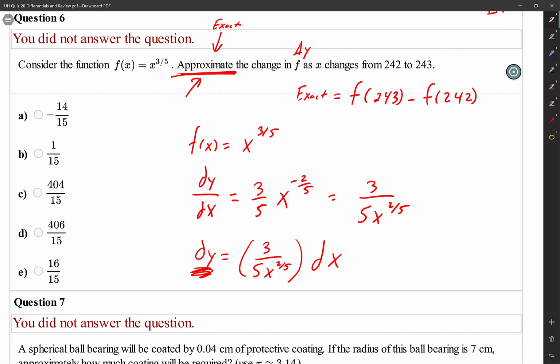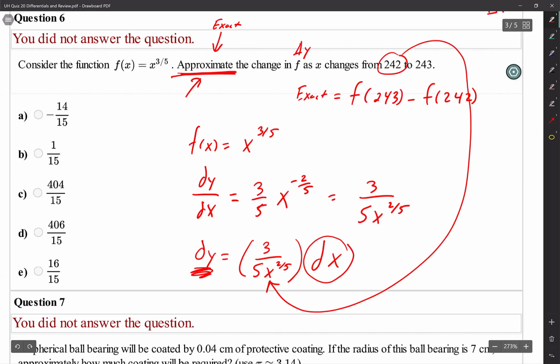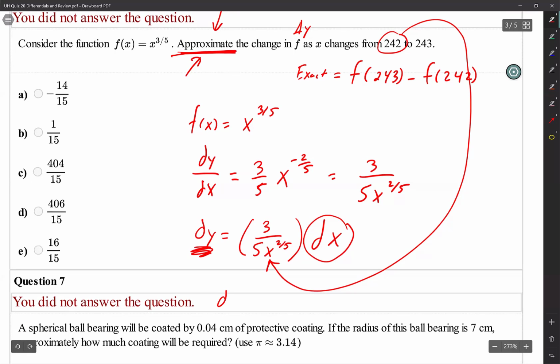So I'm going to use what x value? I'm going to use the x value that I'm currently in. And the dx is the change in x. So my dy is equal to 3/5 parenthesis 242 to the 2/5 times, I'm going from 242 to 243, so it changed by 1. And in case you're wondering, how do you calculate that in case it's different numbers, you just go 243 minus 242.